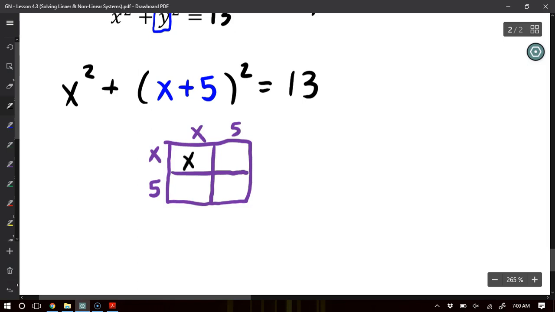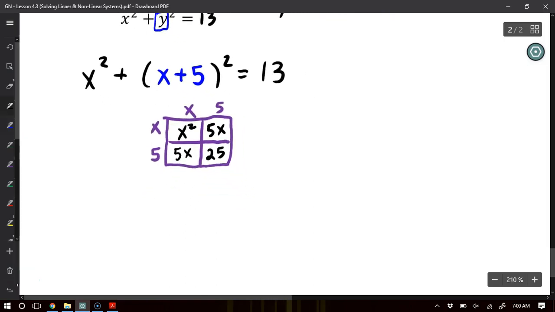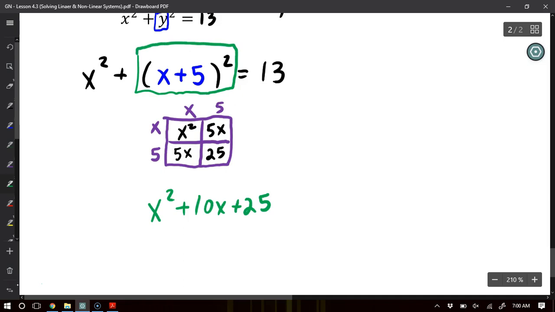X and x is x squared. X and 5 is 5x. X and 5 is 5x. 5 and 5 is 25. And so when I square it, I get x squared plus 10x plus 25. And that's all from just squaring the binomial. I still have the x squared and the plus to drop down, and I still have the 13 to drop down.